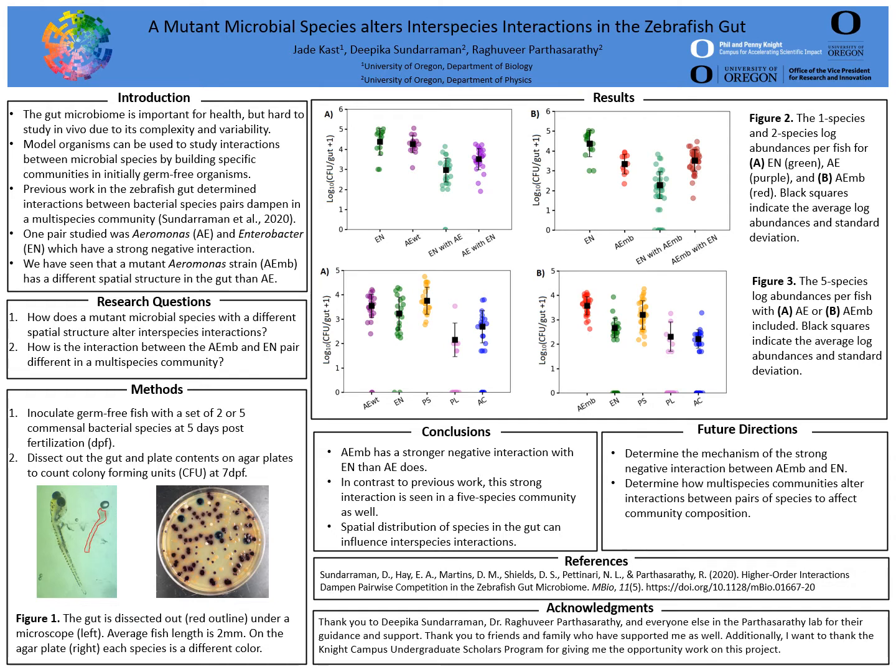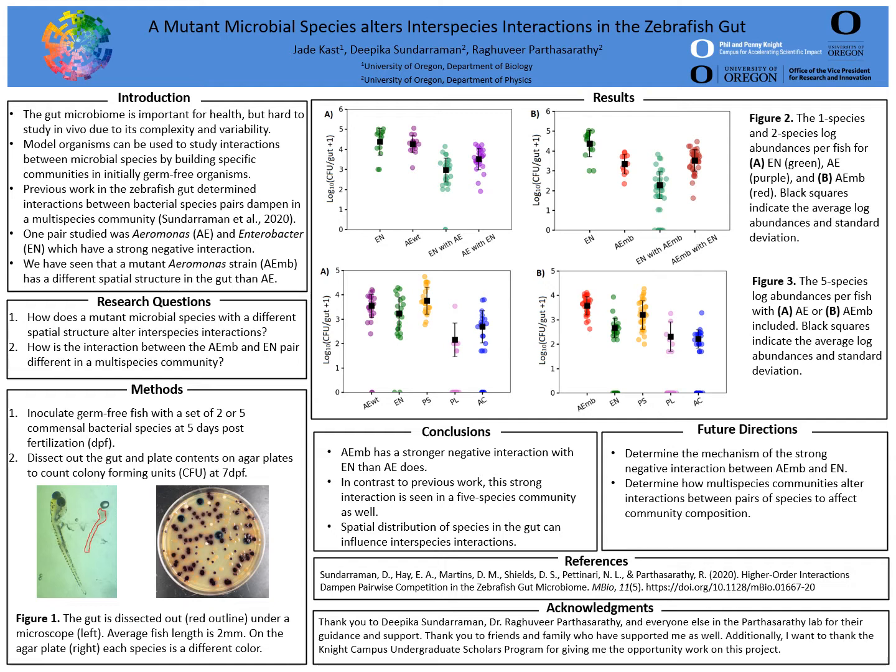I also did experiments with the 5-species community to see how the interaction between Aeromonas mucus blind and Enterobacter would change, which are shown in figure 3. Figure 3a shows the abundance of all the species when Aeromonas is included, and figure 3b shows the abundance when Aeromonas mucus blind is included. When Aeromonas mucus blind is included, the average Enterobacter log abundance is lower, and there are more cases where Enterobacter was not present than when the wild-type Aeromonas is included.